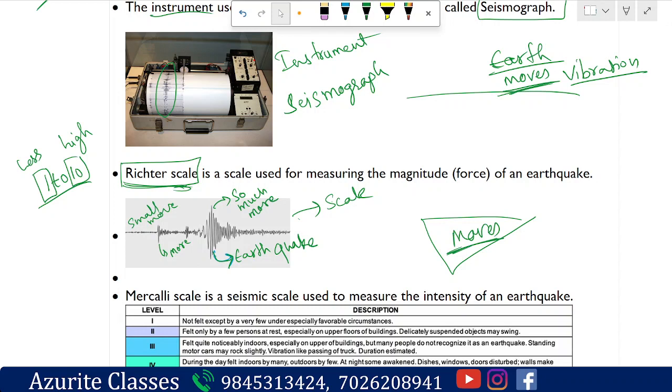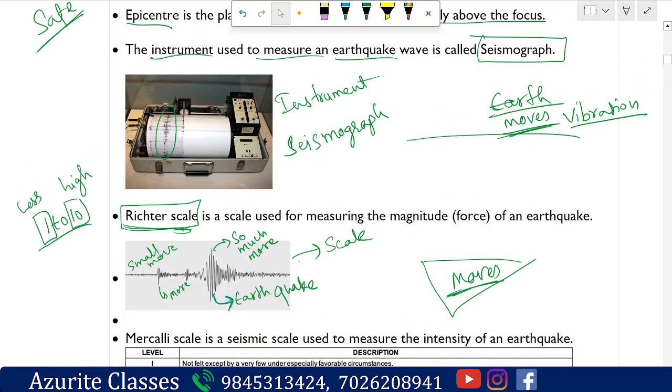Okay, understand? Yes, sir. So this is about the earthquake. Any doubt in this? Tell me till now. No, sir. No doubts? It is easy, isn't it? Okay, should we now go to more details of the earthquake?